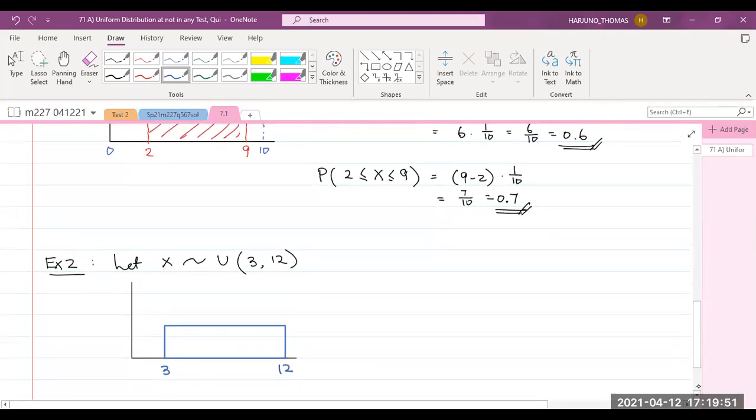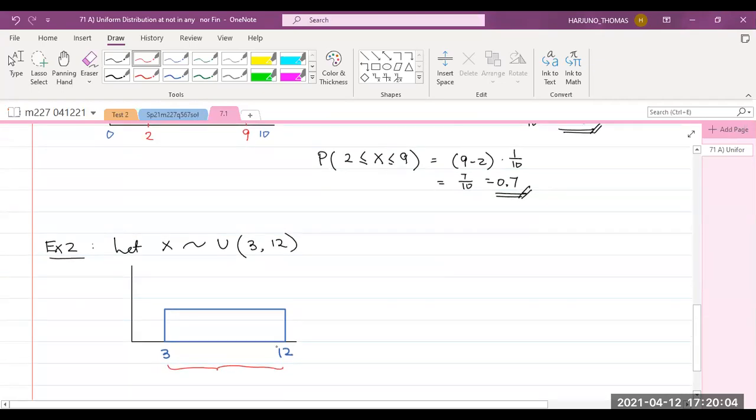It looks like a rectangle. Now, what is the length of the base, by the way? Anybody can help me? How long is this ruler if you see from 3 to 12? That's 12 minus 3, right? That's 9, that's the length. Now, if the length is 9, can you tell what is the height? The height must be the reciprocal, 1/9, again because the product of length times height has to be 1. The total area under this curve has to be exactly 1. So, part A, what is the probability that X is less than, let's say, 5?